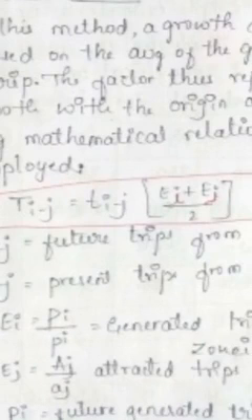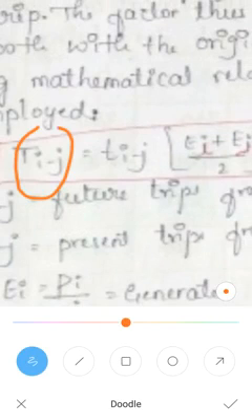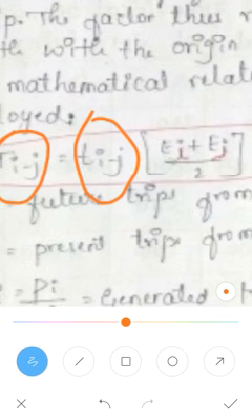So there is a mathematical relation that I'm showing for the average factor method. It is represented by capital Tij is equal to small tij into (ei plus ej) whole divided by 2. Okay, so this is the mathematical relation.